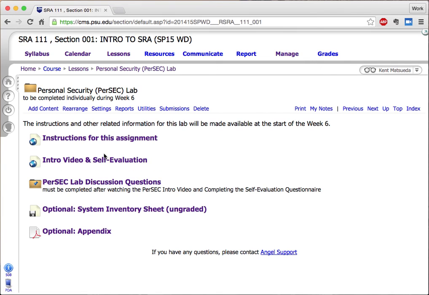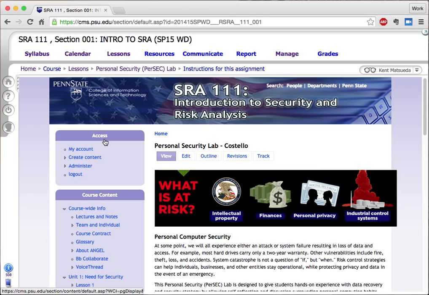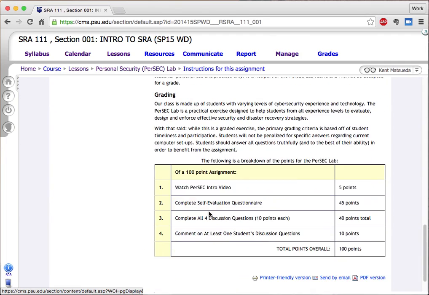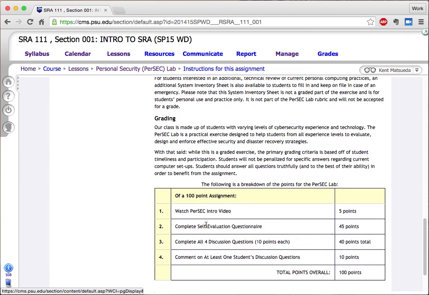The instructions for the assignment and even the questions for the PerSec Lab were available for them to view, so they had an idea of what to look out for once they got to the PerSec Lab. But as far as being able to contribute to the form, just to make sure everybody was paced, we restricted that until it was time. I forget when we actually opened it up, but it was very close to when the PerSec Lab was starting and they needed to be able to contribute.